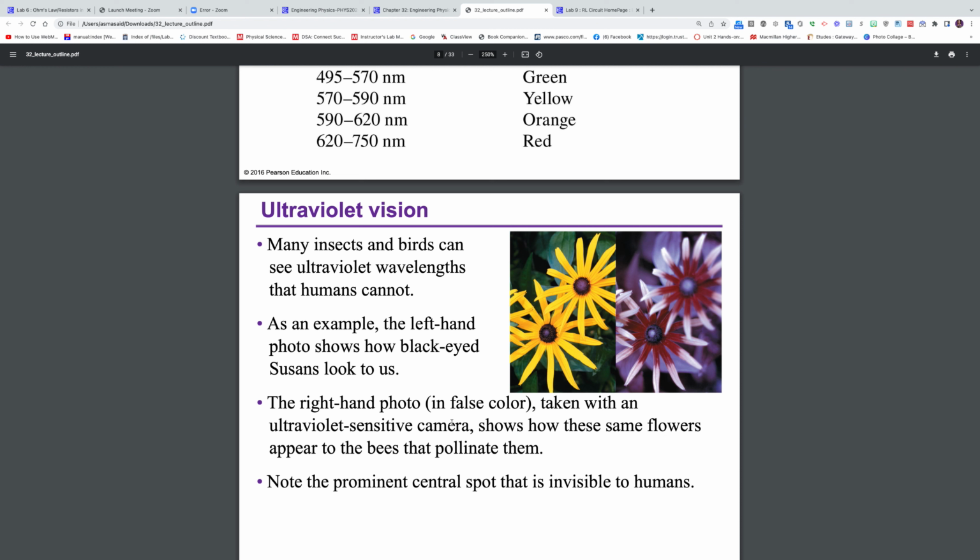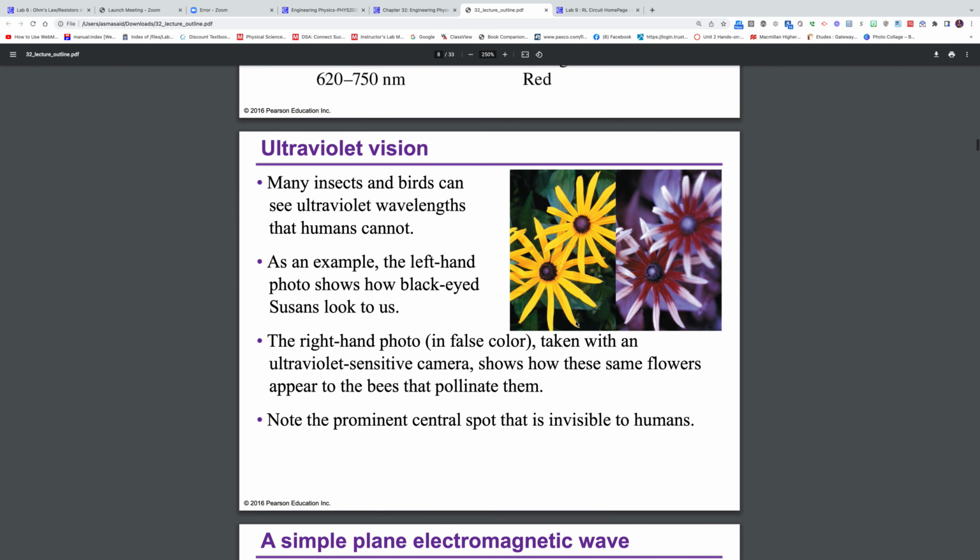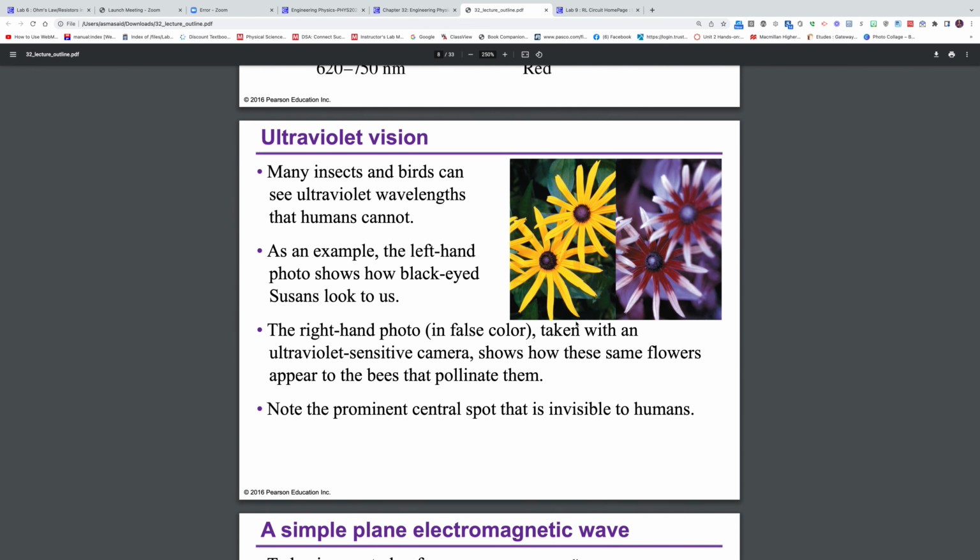For us, of course, this was taken using a UV-sensitive camera, but it's really very important for birds and insects, and they can clearly see what the central spot is here, because this is very important for them. For bees, for example, they use these to pollinate.